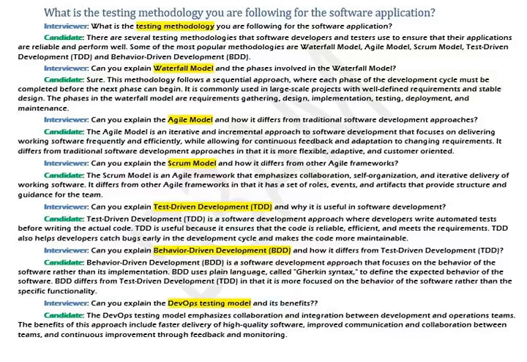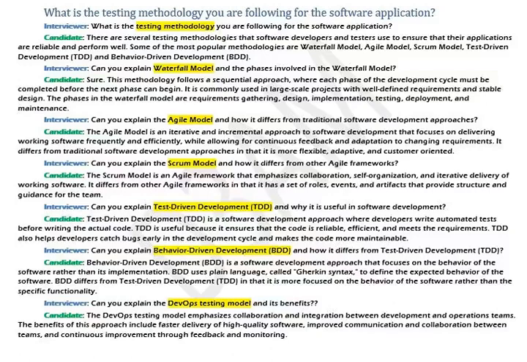Interviewer: Can you explain test-driven development, TDD, and why it is useful in software development? Candidate: Test-driven development, TDD, is a software development approach where developers write automated tests before writing the actual code. TDD is useful because it ensures that the code is reliable, efficient, and meets the requirements. TDD also helps developers catch bugs early in the development cycle and makes the code more maintainable.